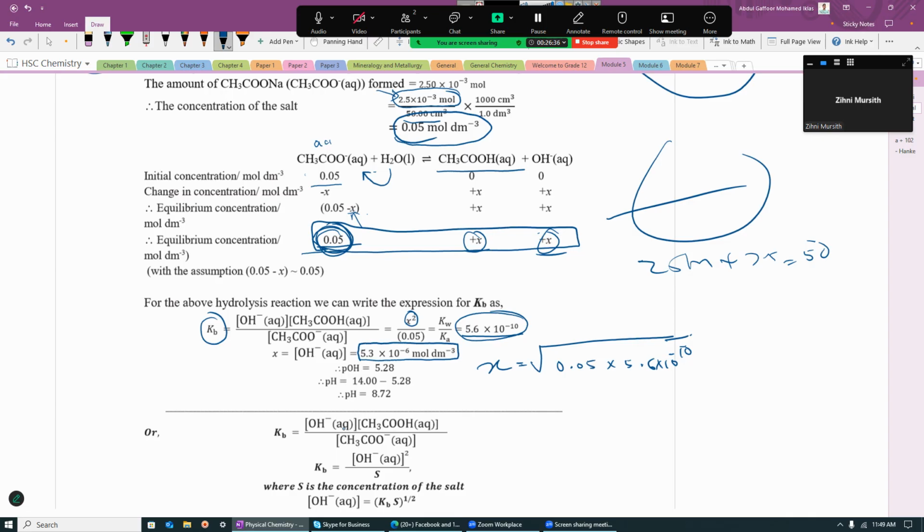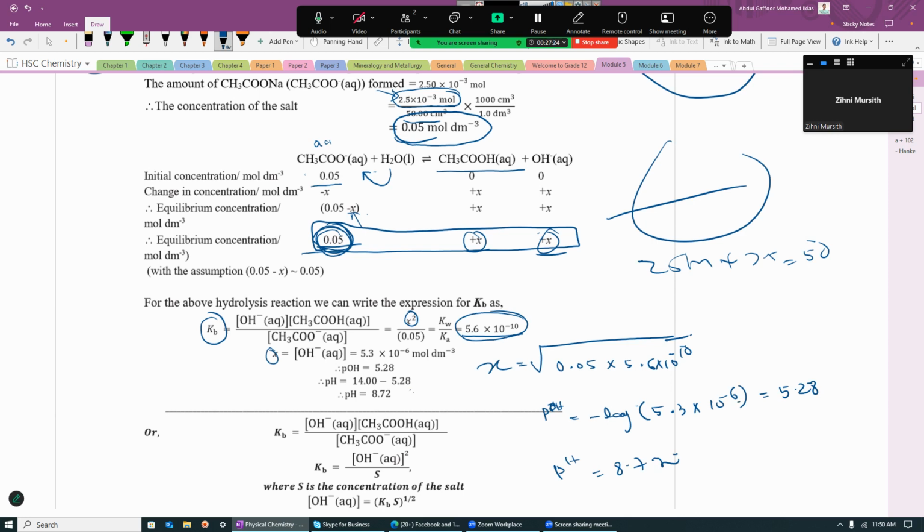Okay, now this is going to be x, right? So we can find out pOH. How? Minus log of this value. You can check later because we have done enough questions here. So pOH is going to be minus log of 5.3 into 10 power minus 6, so that is going to be 5.28. So pH is going to be 8.72, because of 14 minus this value, right?